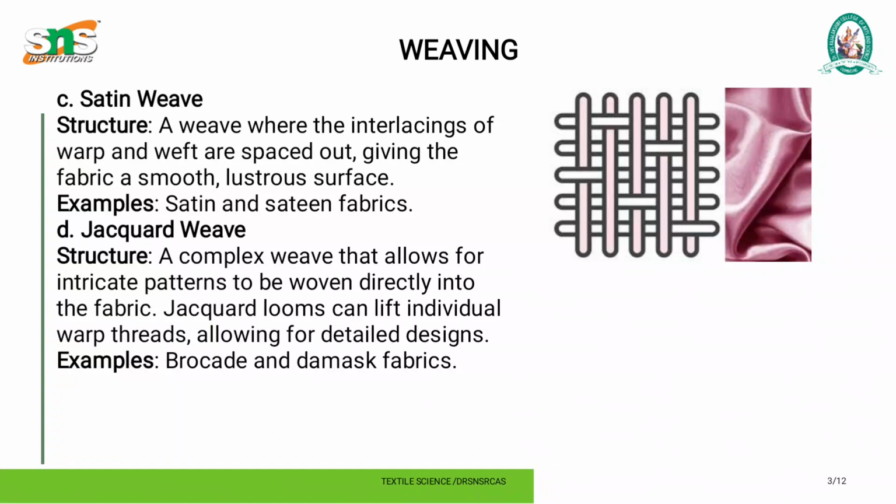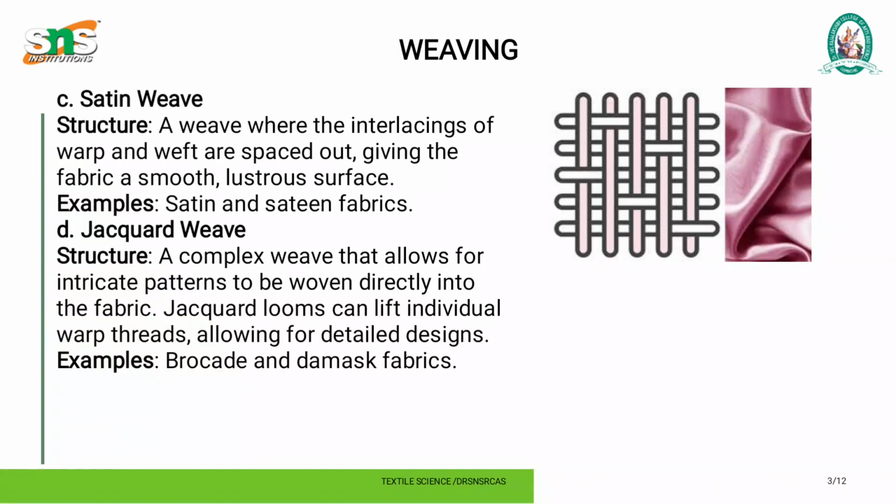Next, satin weave structure, a weave where the interlacing of warp and wefts are spaced out, giving the fabric a smooth and lustrous surface. Examples: satin and sateen fabrics. So in this the weft threads will be more. The filling yarn will be more, so that the fabric surface is smooth and has a lustrous, which means shiny, surface. It is called satin weave. It has two types of fabrics, that is satin and sateen fabrics.